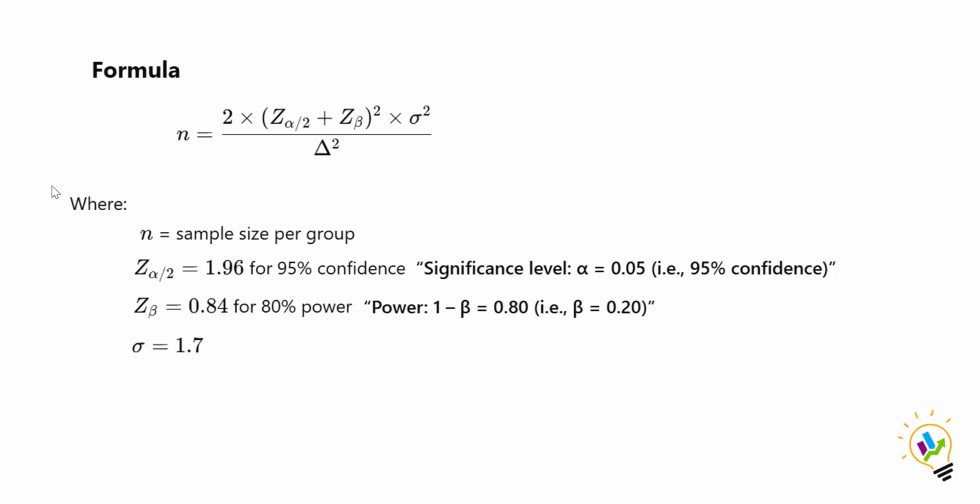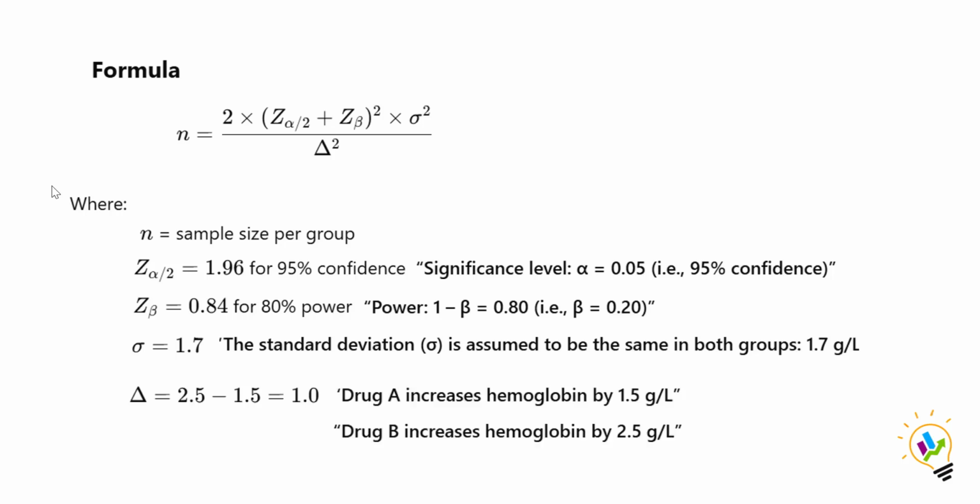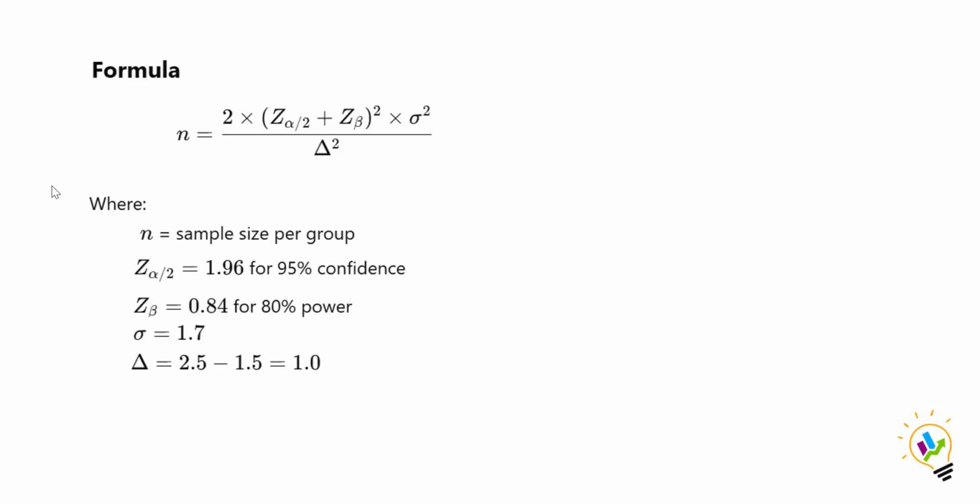0.84 and sigma is 1.7 because the standard deviation is assumed to be the same in both groups, that is 1.7 grams per liter, and delta is 2.5 minus 1.5, that is 1. Drug A increases hemoglobin by 1.5 grams per liter, whereas drug B increases hemoglobin by 2.5 grams per liter. The difference between these 2 is called delta, that is 1. Now let's substitute these values in the formula.